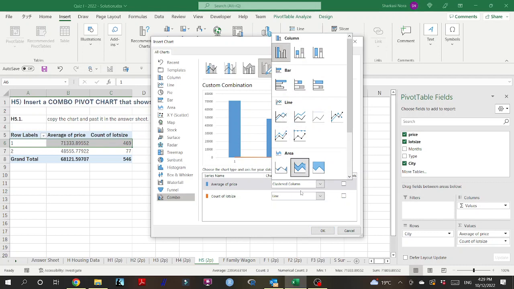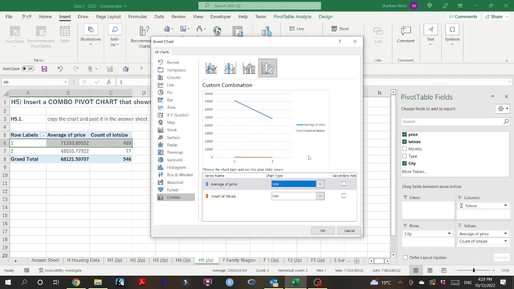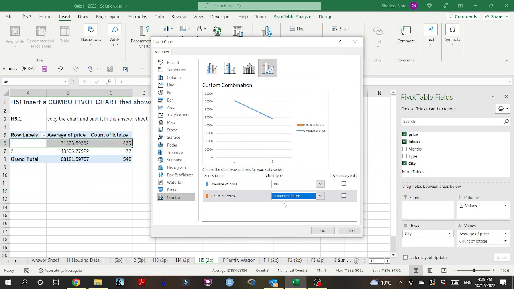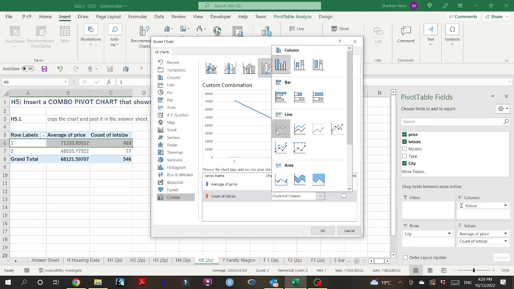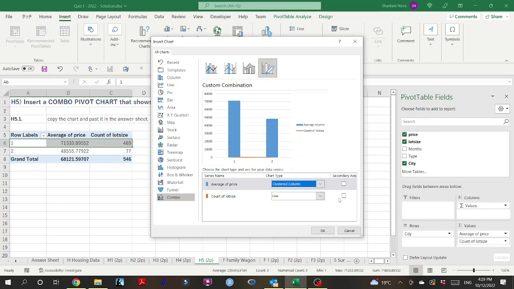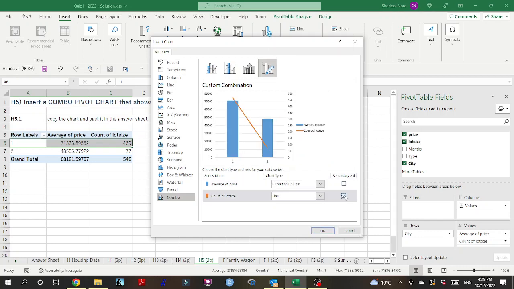That would be the line, and that would be the clustered columns. No, we can't put this as a clustered column because this is really small. Do you see that? Because this is really small, I'm sorry. And then over here, right there.